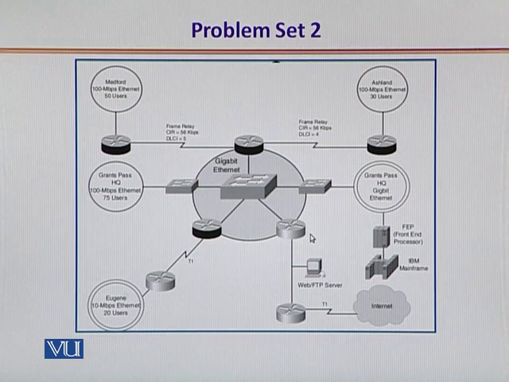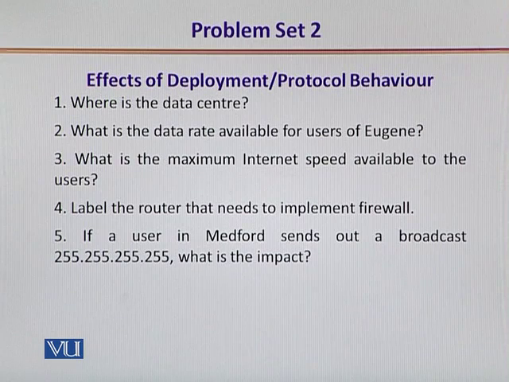Also, you can see that the data center has access to the core network, which offers services such as file transfer protocol, access to the internet, and high-end computational servers. If you want to understand what is the effect of the deployment of these devices and the overall protocol behavior, you must be able to understand and comment on some of these questions. For example, can you see the data center here? Where is that placed?